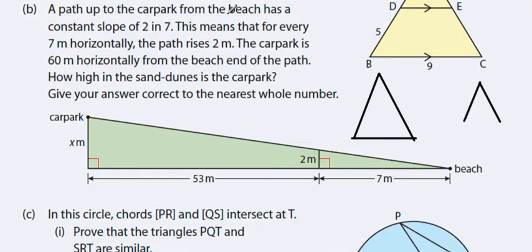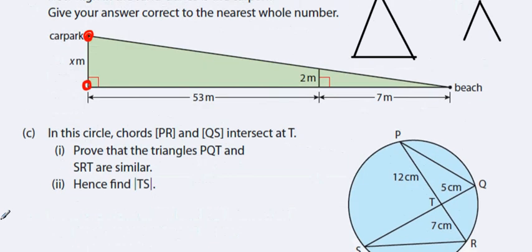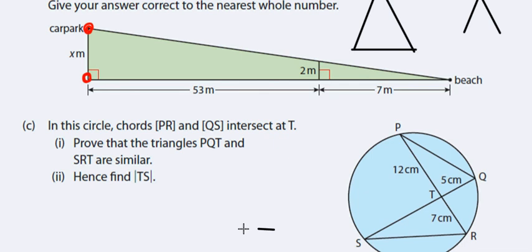The path up the car park from the beach has a constant slope of 2 in 7. So that means every 7 meters across we go 2 up from the beach at the end of the car park. How high are the sand dunes in the car park? So what we're looking for is from here to here, basically trying to find out what X is. Okay, so what we know is it goes 60 across. So to draw a diagram of this, it's going 60 across and X up. So 60, from 57 plus 3 is 60, and X upwards.